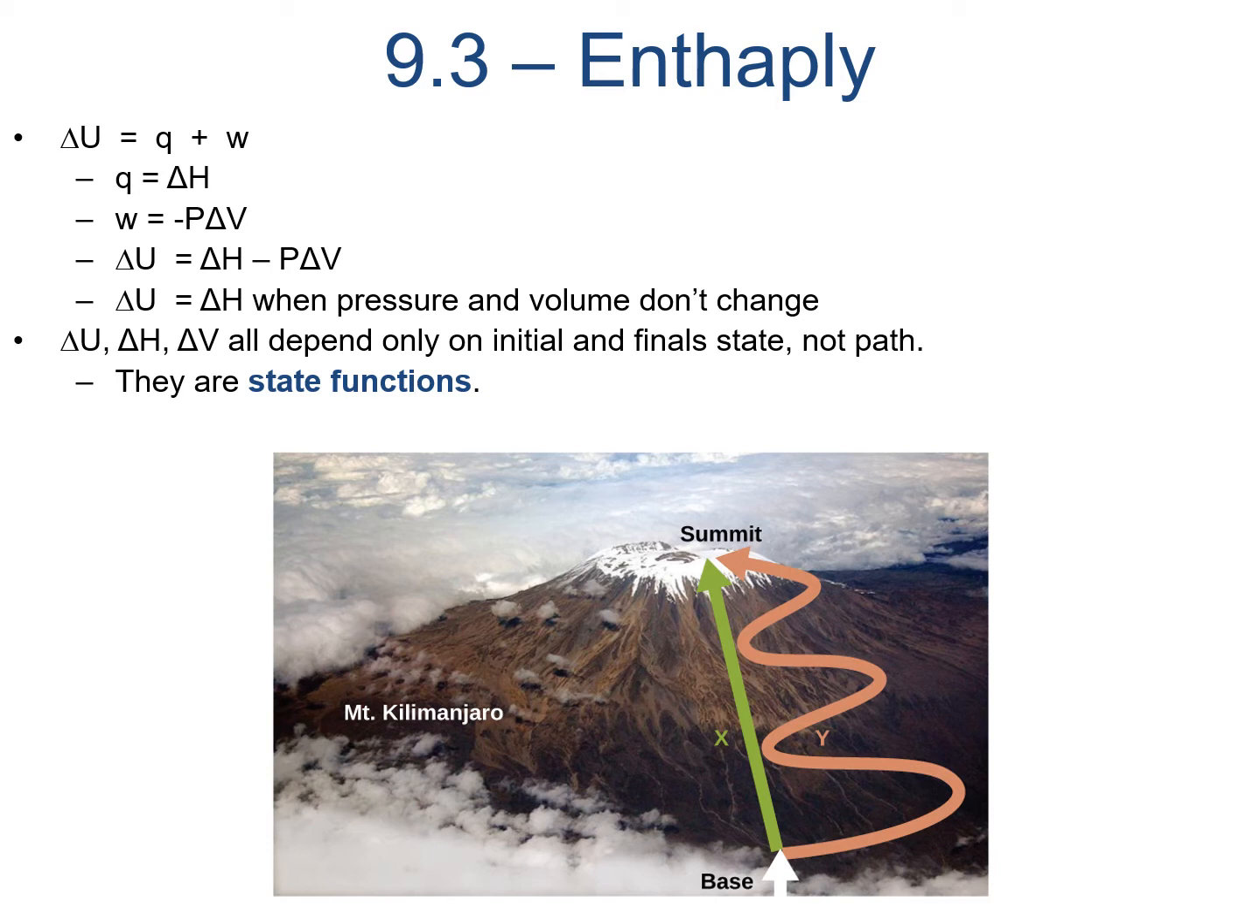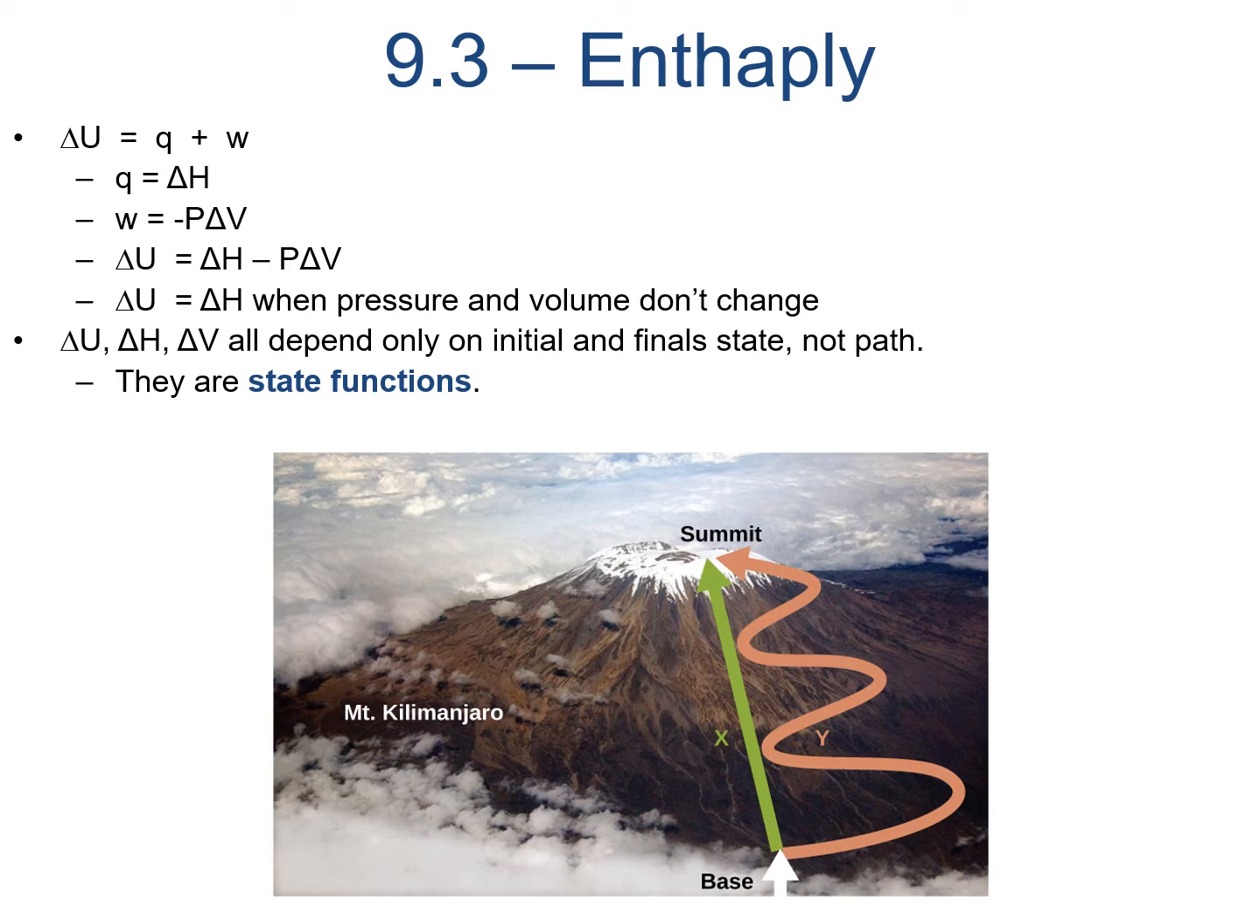In these examples, the change in internal energy, delta U, the change in enthalpy, delta H, and the change in volume, delta V, will only depend on the initial and final states, not on the path it took to get there. That means we don't need to know the flow of Q at any moment in time, just where the reaction started and ended up. Values that are independent of path are called state functions, like elevation. It doesn't matter what path you took to get to the top, the elevation will always be the same.